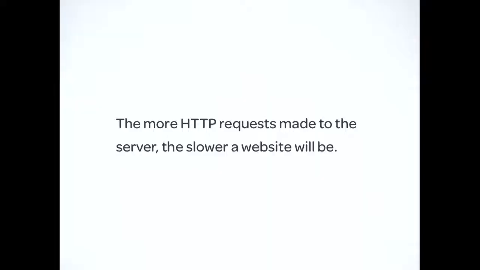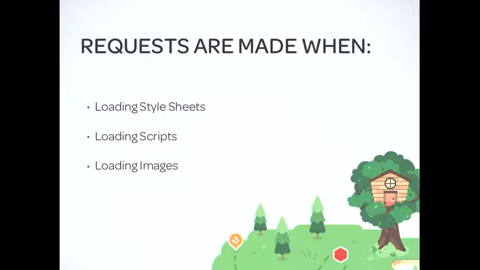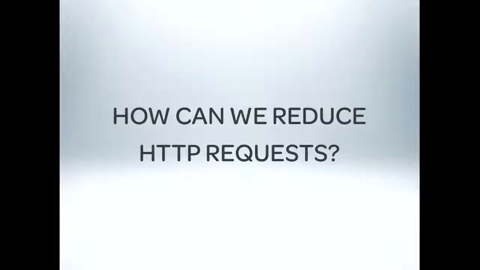So first, let's talk about how browsers download page assets in a website or app. Every asset a page requires is an extra HTTP request, because the browser has to go off and get every single asset required to render a page. The more HTTP requests made to the server and the longer the elements take to render, the slower a website will be. So examples of HTTP requests are style sheets, scripts, images, and HTML files.